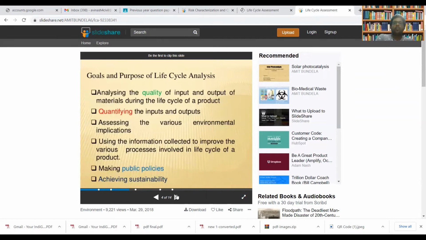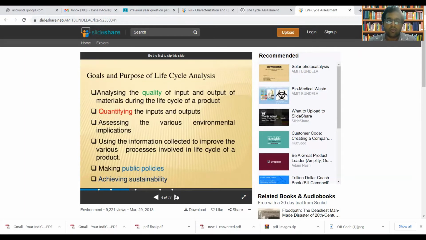Now, what are the goals and purposes of life cycle analysis? During the life cycle of a particular product, what is the quality of input and output material? Product manufacturing includes some form of input materials or input processes and some form of output. Okay. So during the life cycle analysis, what is done? A detailed analysis of the quality of input and output of the material will be done. Then the inputs and outputs will be quantified. The various environmental implications will be assessed.